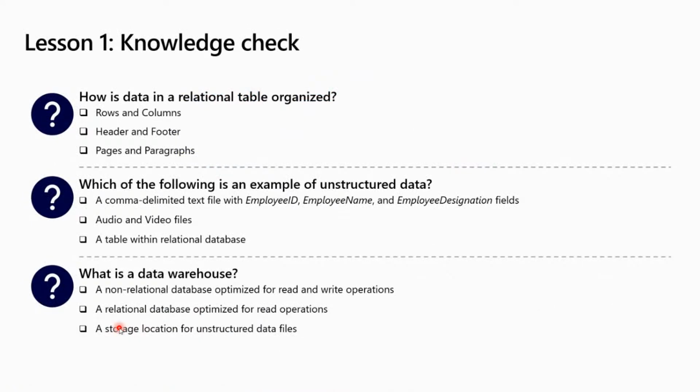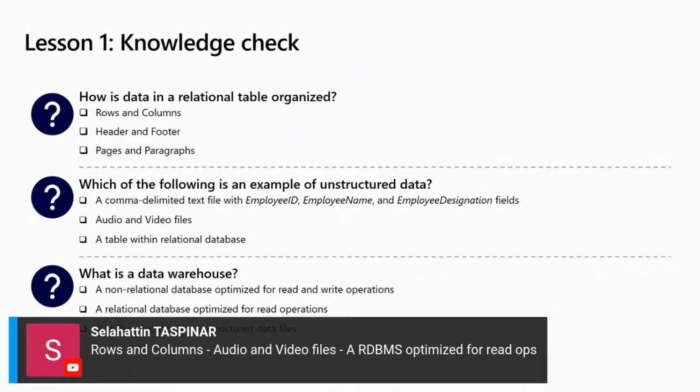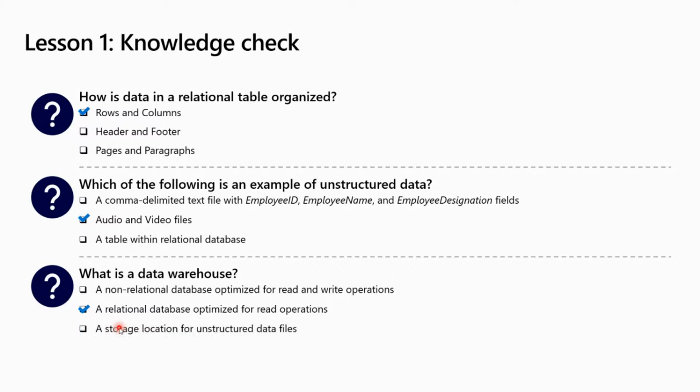Okay, we are getting some answers in the chat: rows and columns, audio and video files, and third is an RDBMS optimized for read operations. Let me reveal the answers. The first one is rows and columns. The second one is audio and video files, and the third one is relational database optimized for read operations. Good. The participants are very much on top of the concept.